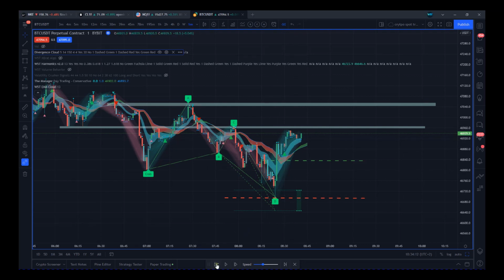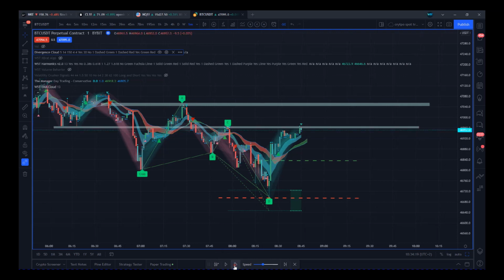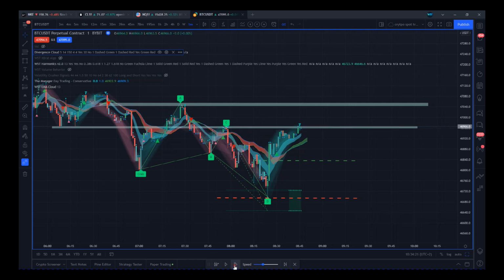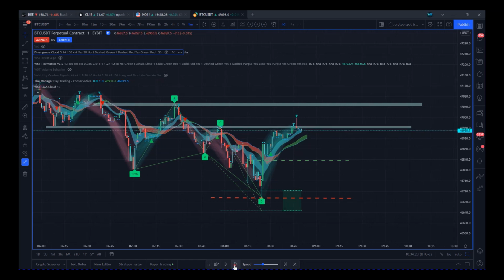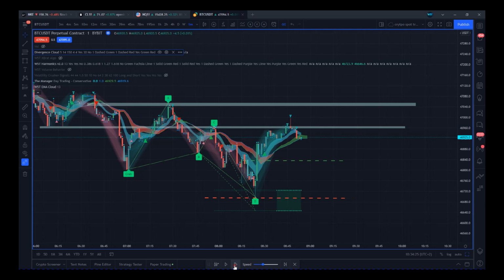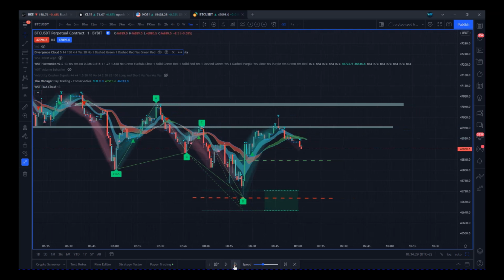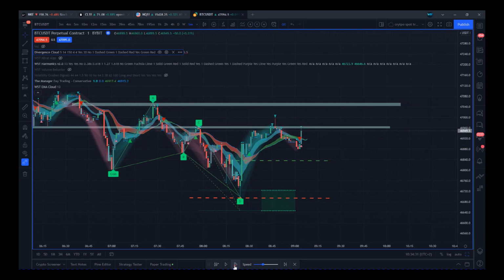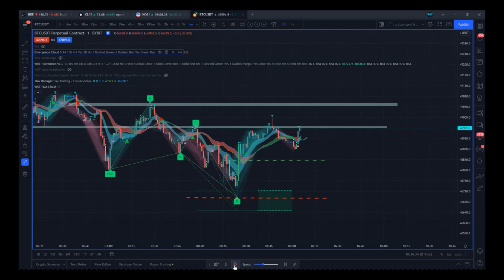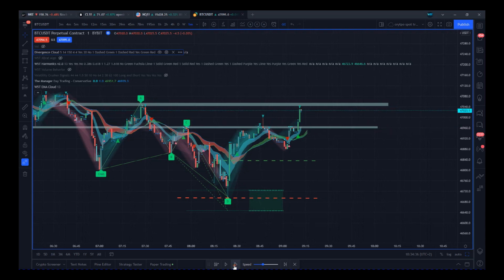Okay, so let's play this forward a little bit more. So we're attempting to get through that C pivot, and we have a pullback. You see how our cloud for the manager is still green. We're pulling back, and then we bounce back up to test that C wave again. The cloud remains green.